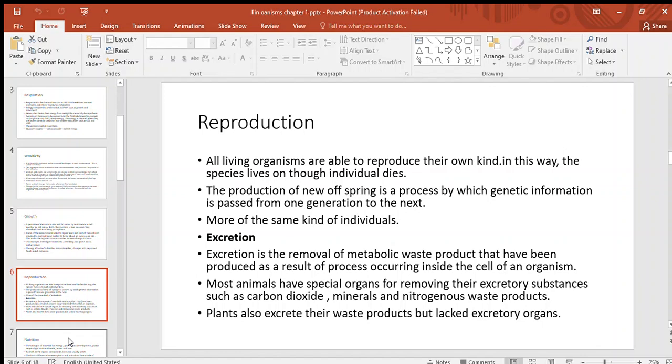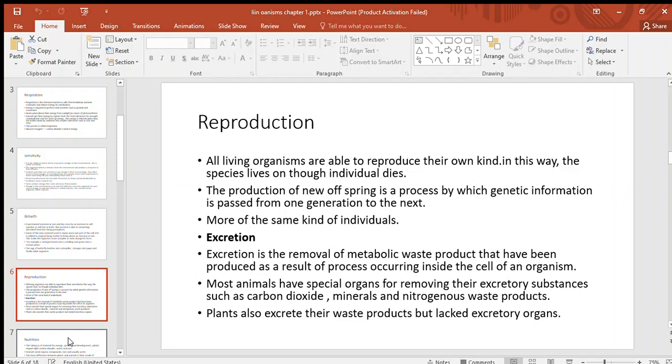Next is reproduction. All living organisms are able to reproduce their own kind. In this way, the species live on though individuals die. You can see many species in the world. People die and newborns come. Similarly in plants, similarly in animals. The production of new offspring is a process by which genetic information is passed from one generation to the next.